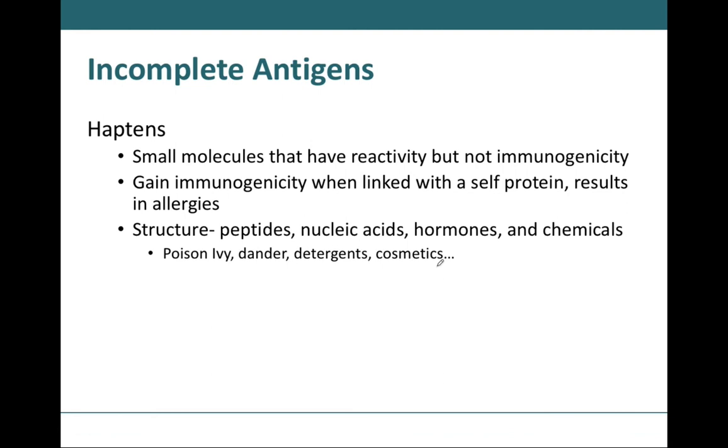In order for a hapten to start displaying immunogenicity, one of our own proteins needs to bind to it, and that will help it start to provoke immune responses. One example of a hapten is poison ivy. Poison ivy releases a toxin that, after coming in contact with a carrier protein, will start to provoke an immune response. Peptides and nucleic acids can act as incomplete antigens.